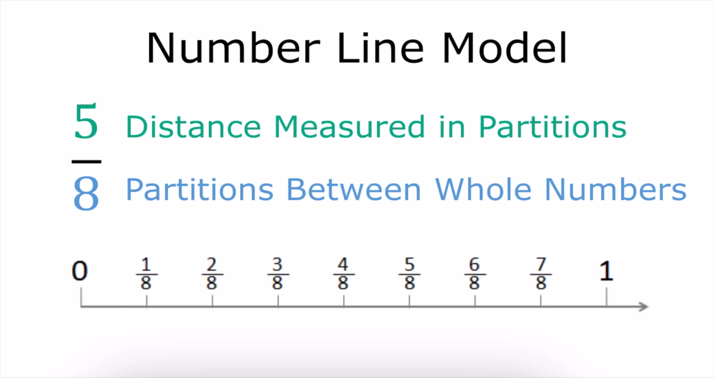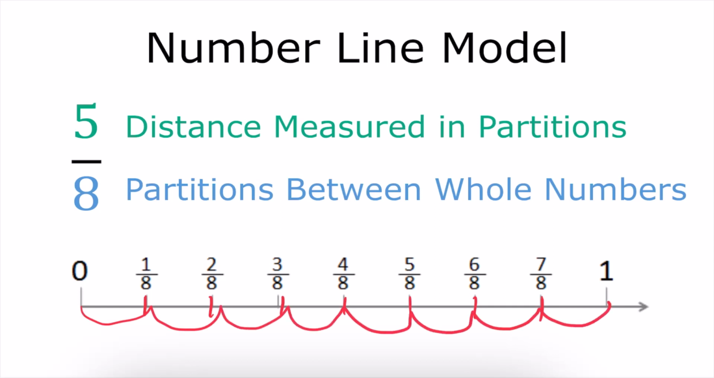And it's important to note that the partitions are the number of spaces between whole numbers, not the number of tick marks that create the spaces. So in this example, we have 1, 2, 3, 4, 5, 6, 7 tick marks that partition the space between 0 and 1 into 1, 2, 3, 4, 5, 6, 7, 8 equal sized partitions.